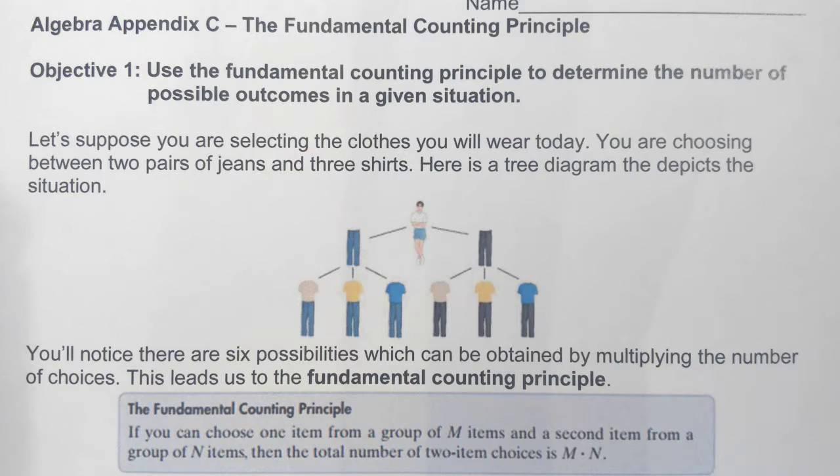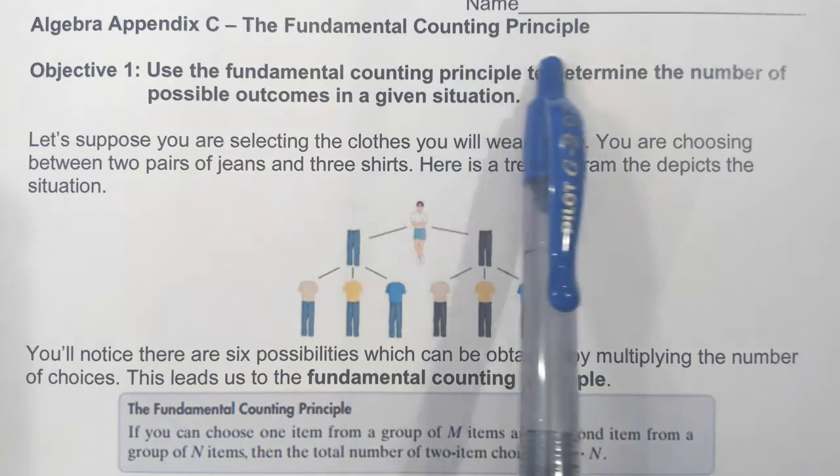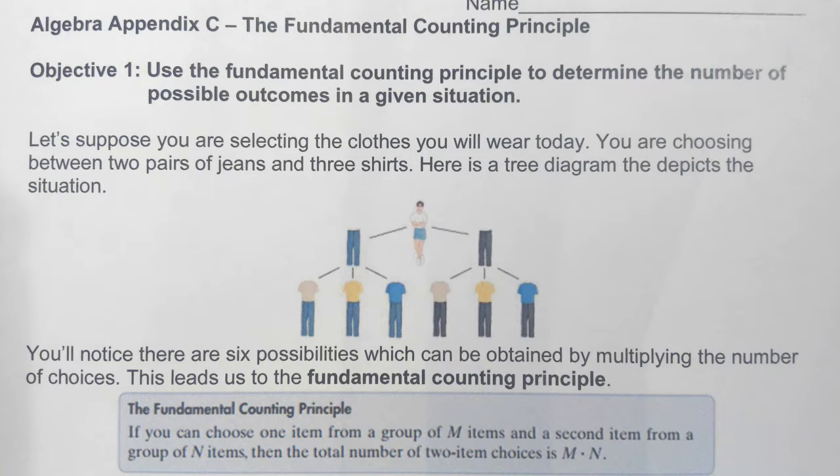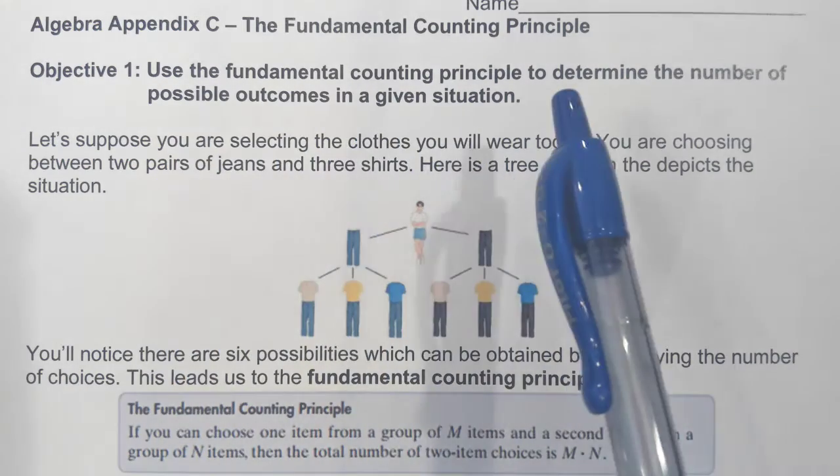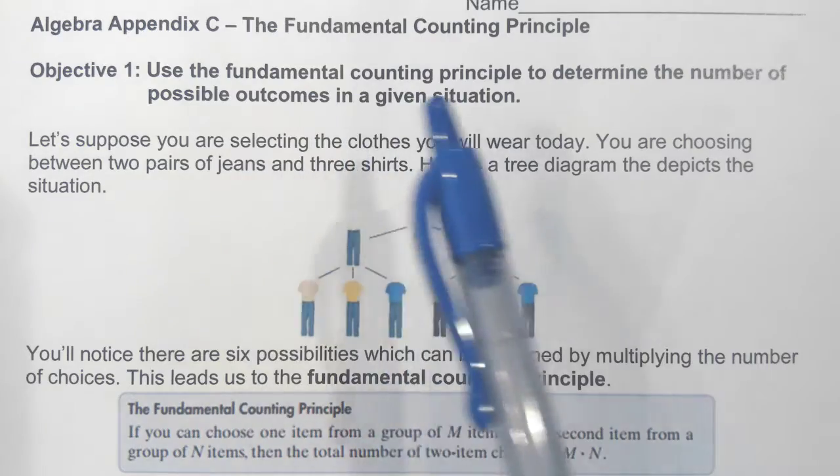Today we're looking at Appendix C, which is on the fundamental counting principle, which is actually pretty interesting. You've probably thought of these scenarios before. There's just one objective: using the fundamental counting principle to determine the number of possible outcomes in a given situation.